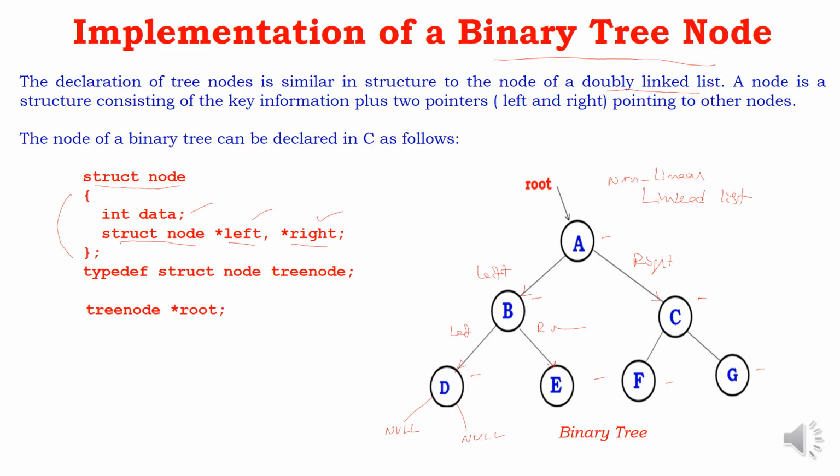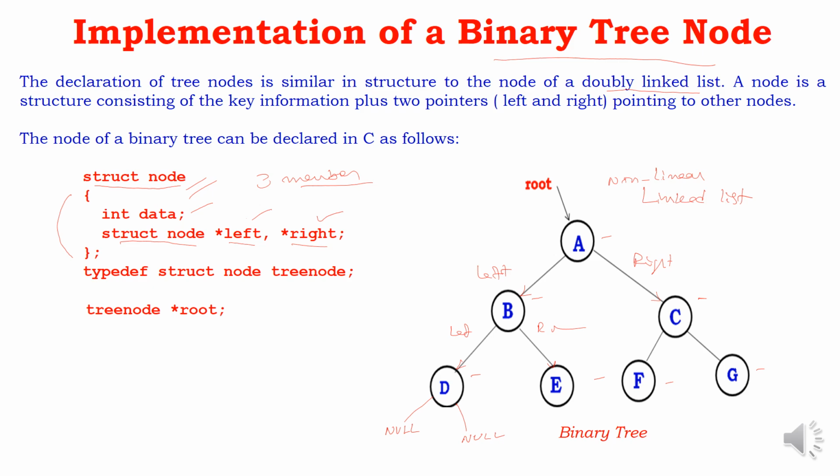So all are nodes. Every node contains some value and every node is pointing to its left subtree and its right subtree. So every node should contain a value, a left pointer and a right pointer. The left pointer points to the left subtree, the right pointer points to the right subtree. So in C, a binary tree node can be declared as a structure which contains three members: first one is data, and left and right are pointers to struct node, the same kind of nodes.